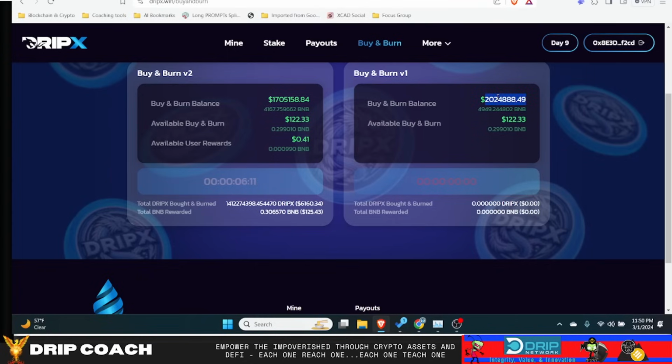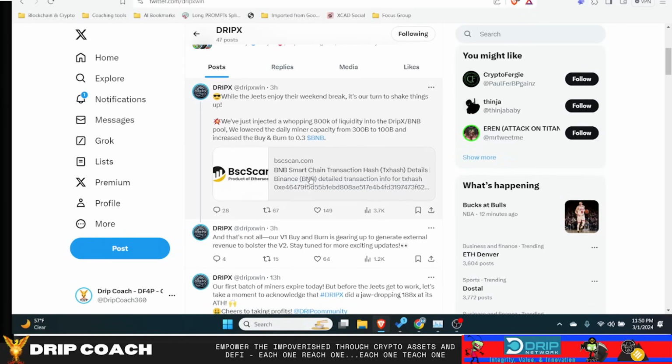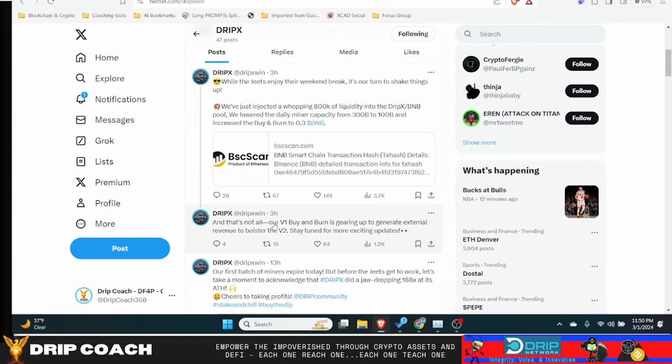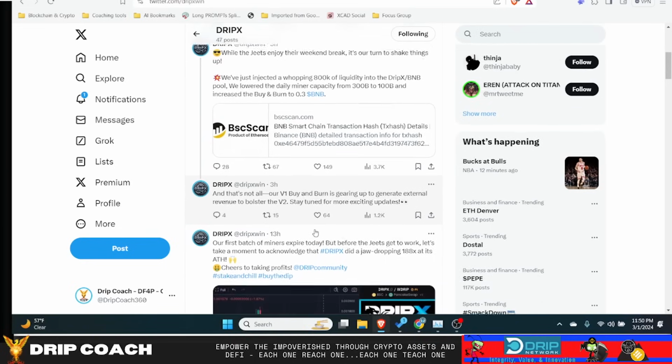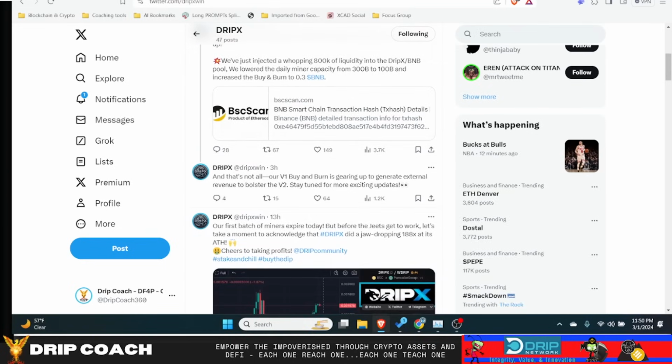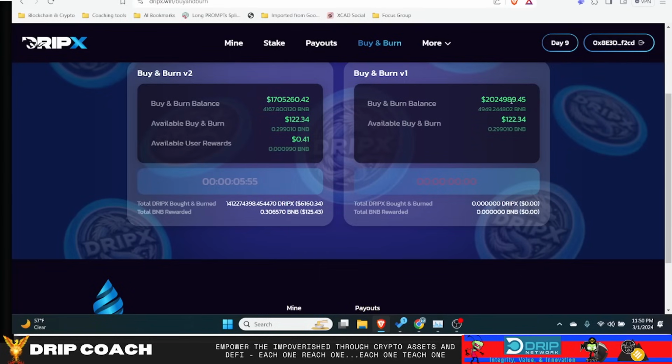And that's where this next piece comes into play, because their last portion says, and that's not all, our V1 and buy and burn is gearing up to generate external revenue to bolster the V2 strategy, or bolster V2. Stay tuned. So this is quite a bit of capital that they are going to rehypothecate and be able to generate additional revenue. And then with that revenue, use it in the buy and burn. So what we're waiting on now is for the next moves in the community for what people are going to do.